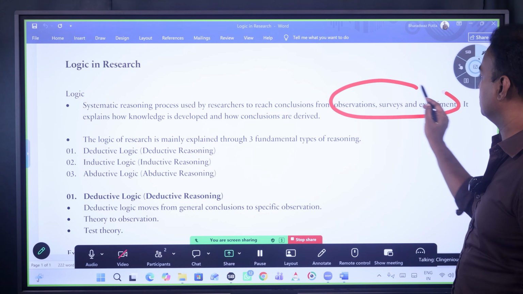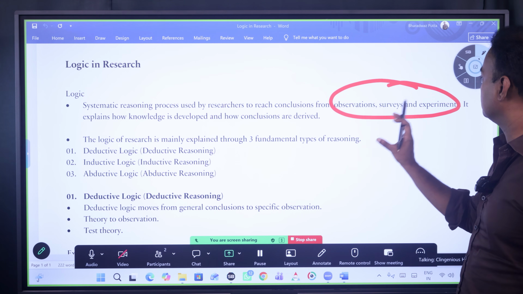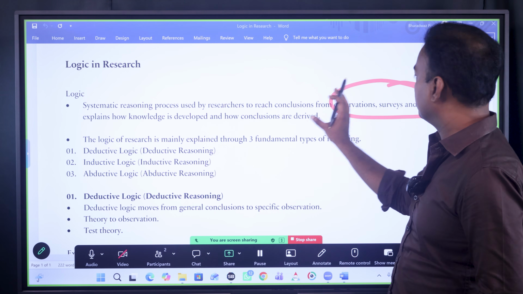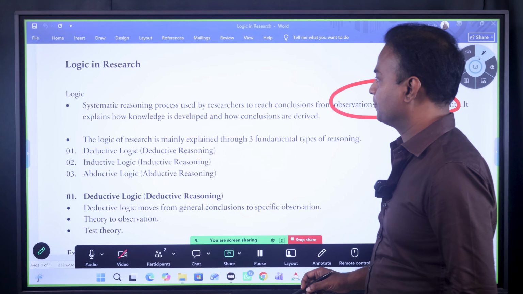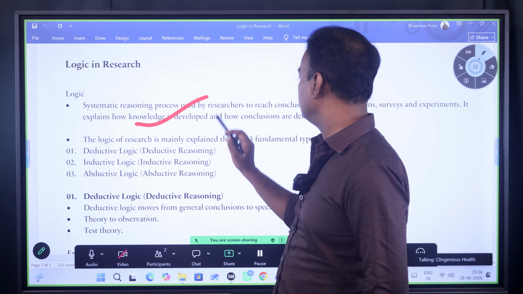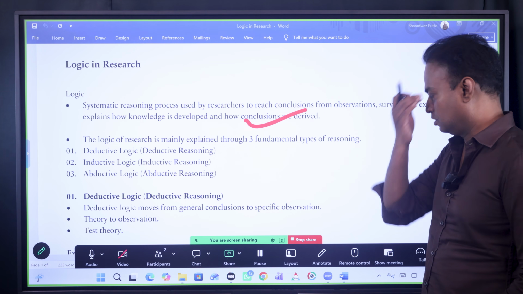These are the primary research methods: observational research, survey research and experiments. Drawing conclusions from observation, surveys and experiments through reasoning is logic. It explains how knowledge is developed and how conclusions are derived. Okay, this is the meaning of logic.